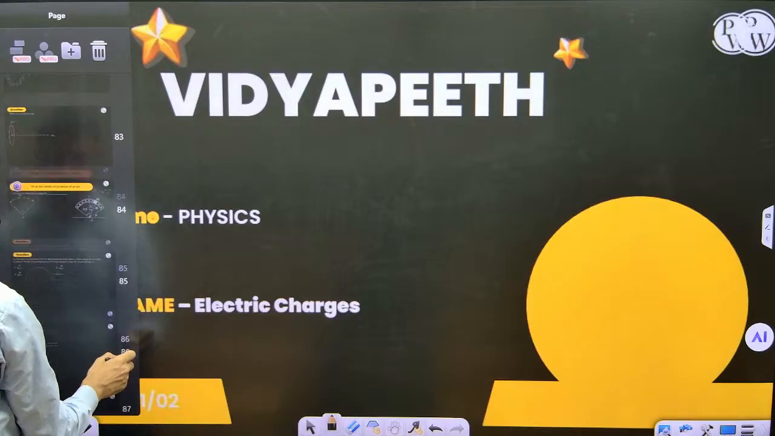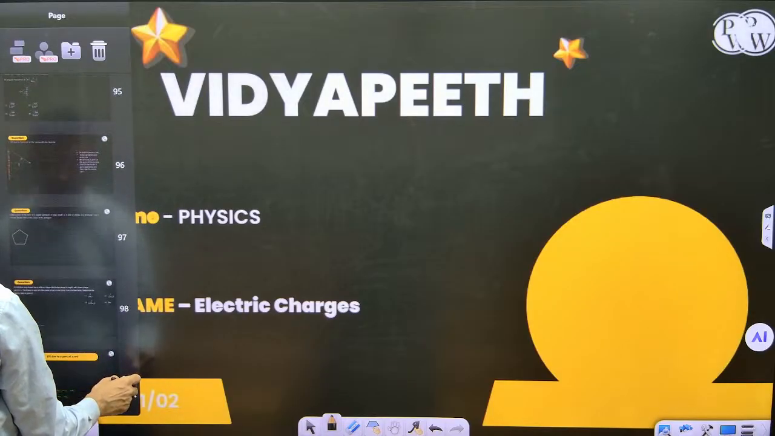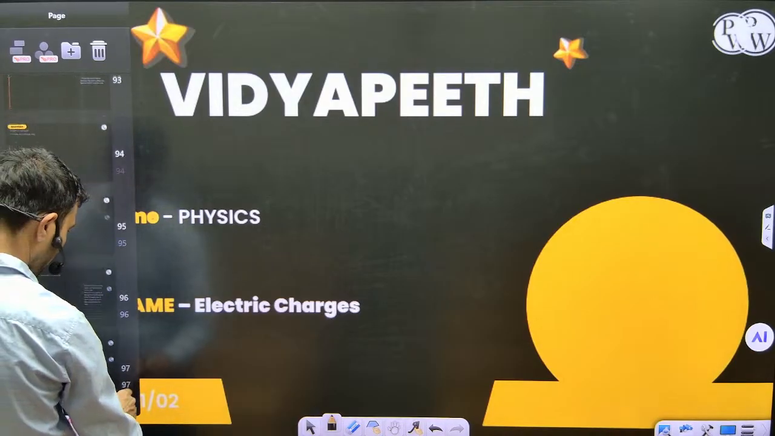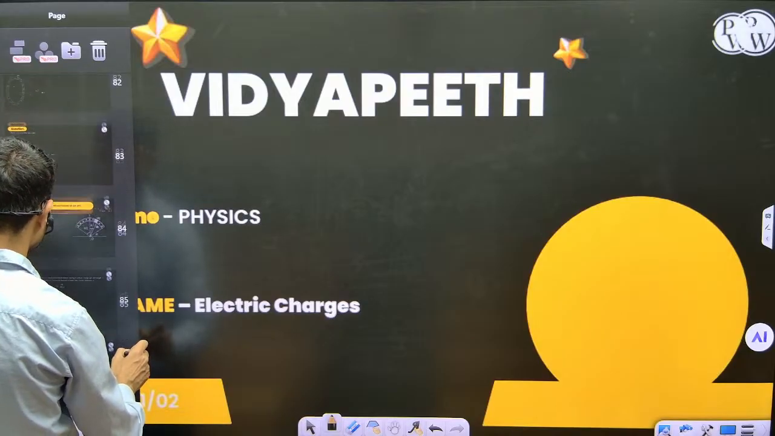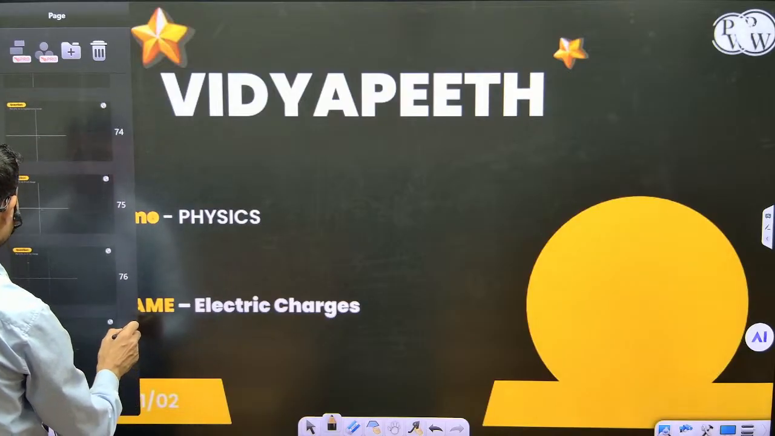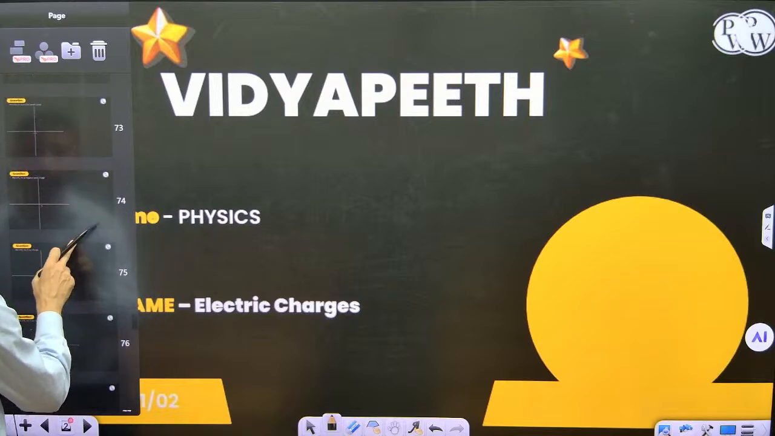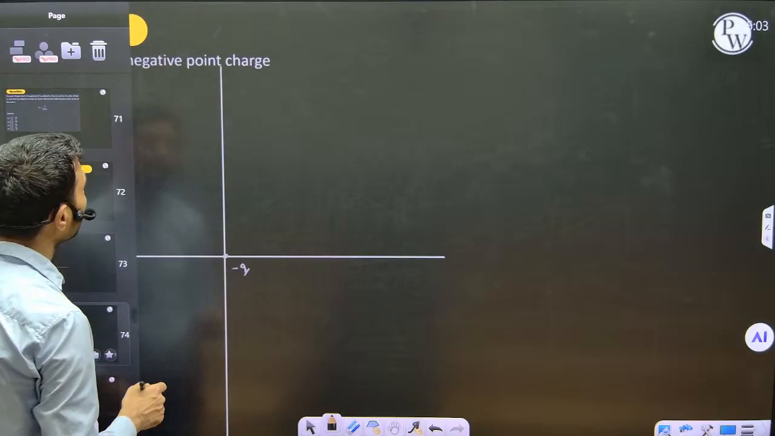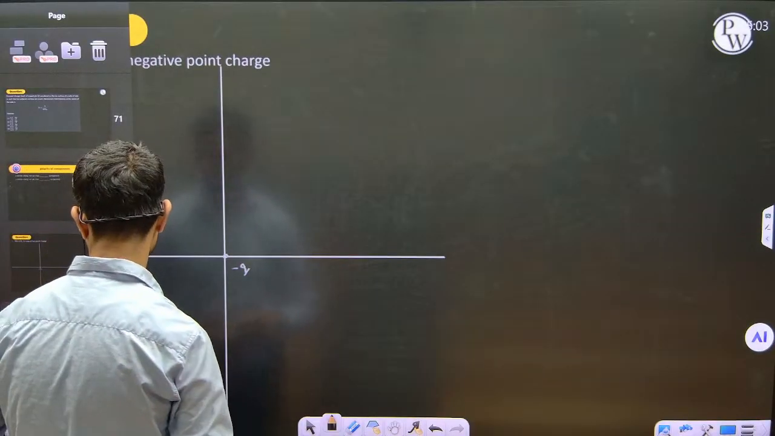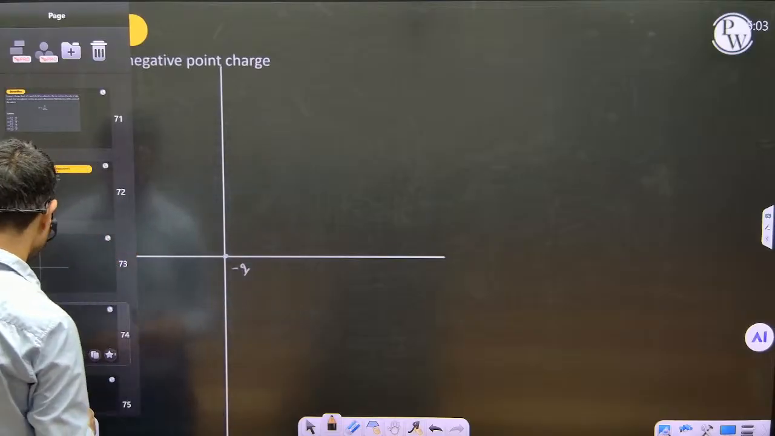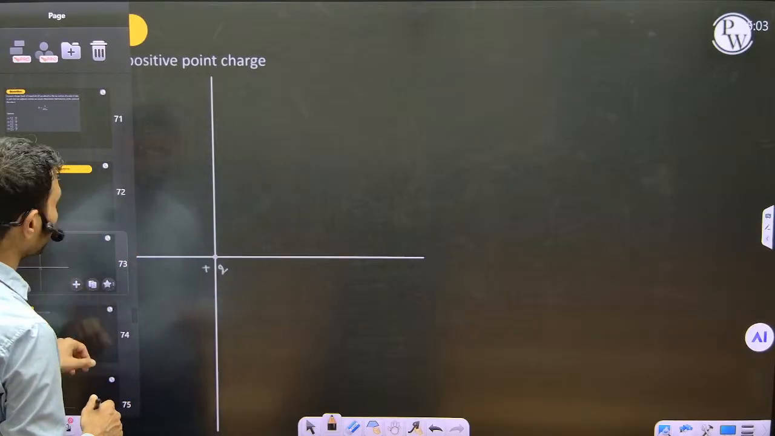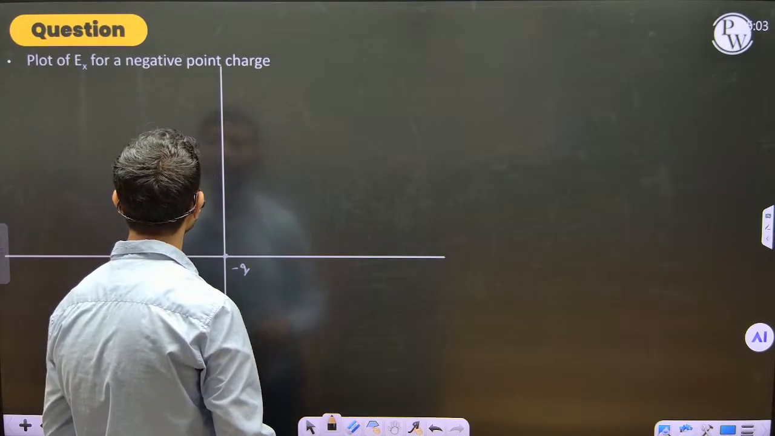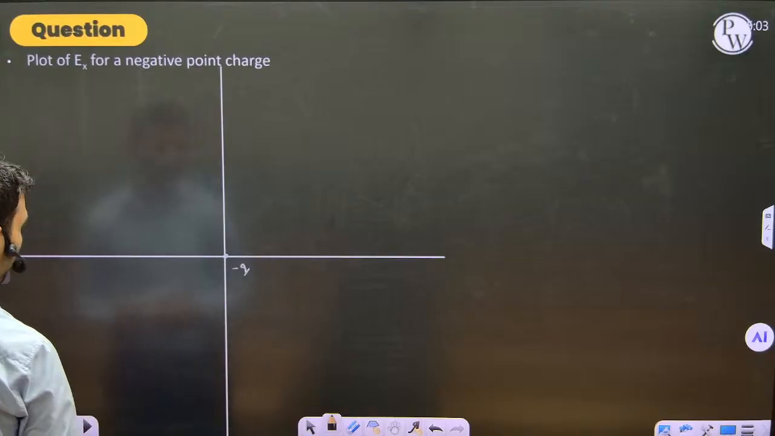We had done till which point? How we were doing this, right? We were doing the electric field. How does it look like? So we had done this part also. Plot of electric field due to positive charge, plot of electric field due to negative charge.